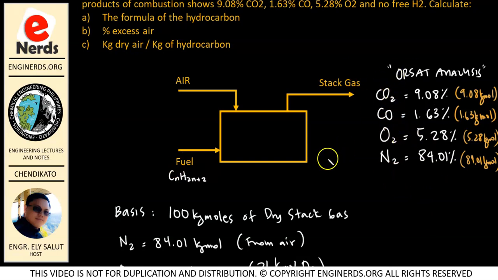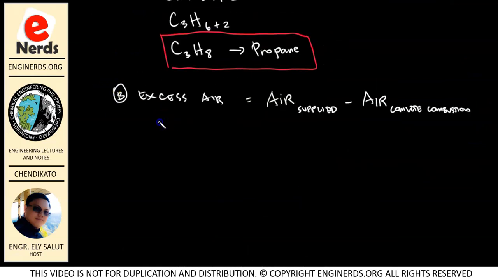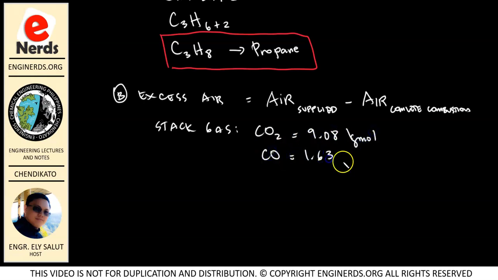Okay, so meron tayong given dito. Let me write this sa ibaba, para hindi tayo pabalik-balik. Our stack gas has this analysis. Yung number of moles natin, because we already have our basis: we have CO2 which is 9.08 kilogram mole, our CO which is 1.63 kilogram mole, and our O2 which is 5.28 kilogram mole. Yan yung mga given natin sa stack gas.